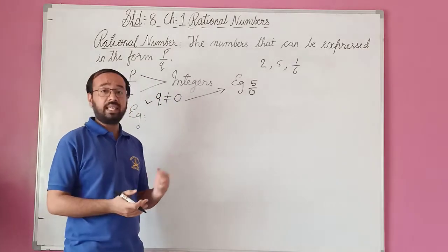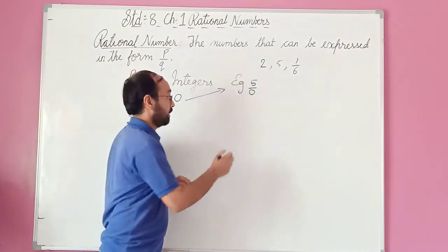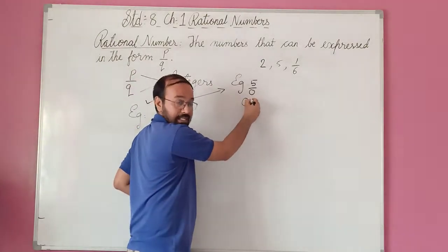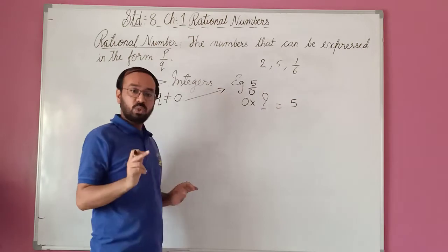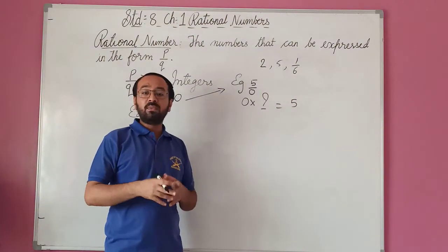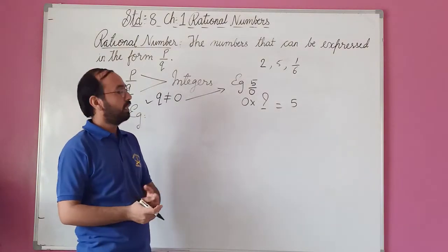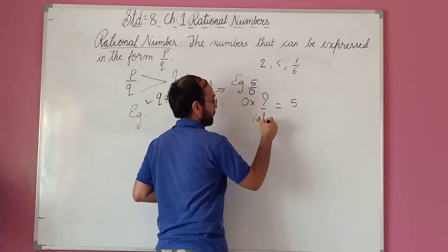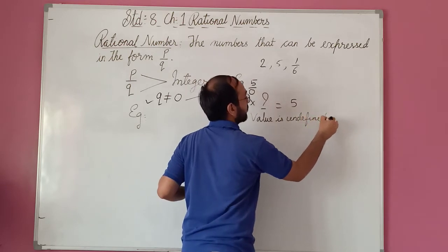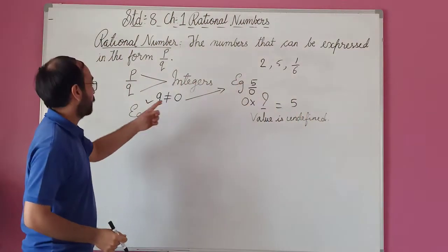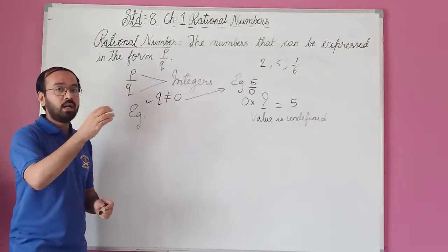It means simply I can say 0 multiplied by what gives me 5? 0 multiplied by what gives me 5? There is no such number. It's not possible, and the value is undefined. Is that clear, dear students? That's why we never write Q equal to 0. Q is not equal to 0. This is the logic behind that.